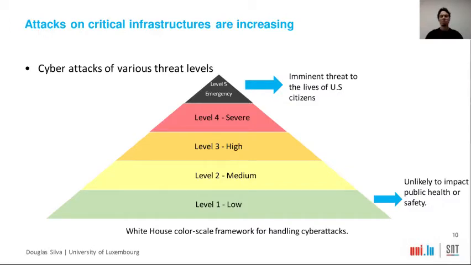So, going back a little bit and giving the context behind threat detectors, back in 2016, the White House published a framework where they classified in a color scale the various threat levels of cyber attacks, where level 1 was unlikely to impact public health and safety, and level 5 could pose an imminent threat to the lives of US citizens.